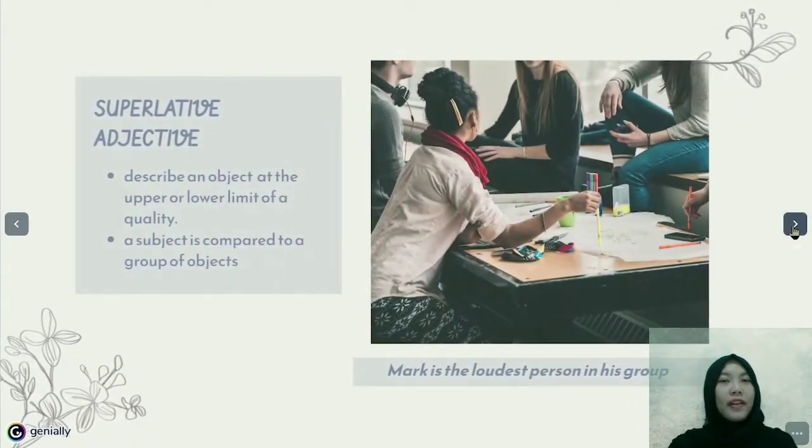Superlative adjective. Superlative adjectives are used to describe an object at the upper or lower limit of a quality. And in the sentence, it's used to describe a subject that is being compared to a group of objects. Example, Mark is the loudest person in his group. So the subject is Mark and the group of objects is his group. And where is the superlative adjective? It is the loudest. The loudest in the sentence is used to show Mark's speaking stood out the most in his group.